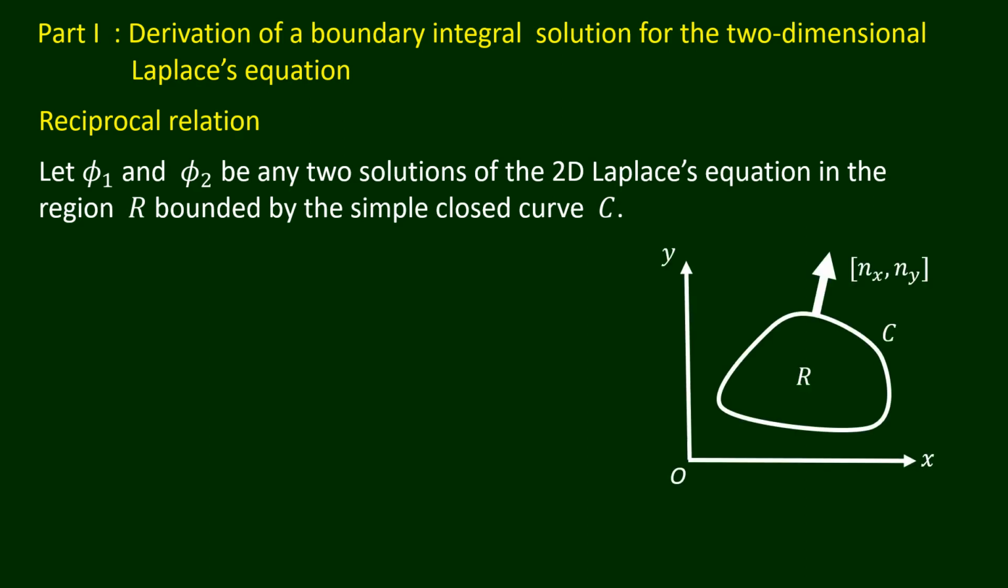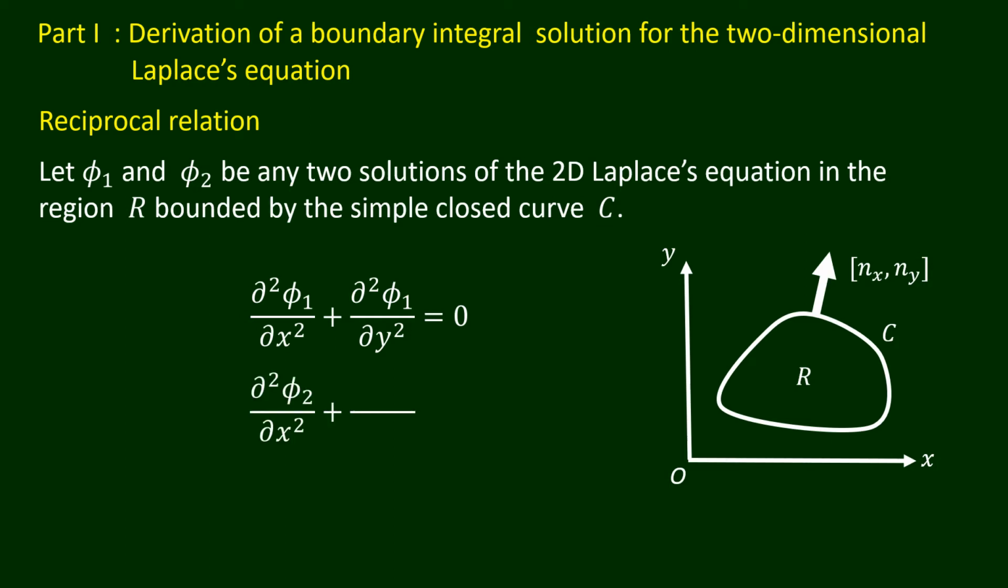Since phi 1 and phi 2 are solutions of the two-dimensional Laplace's equation, we can write ∂²phi 1/∂x² plus ∂²phi 1/∂y² equals 0, and ∂²phi 2/∂x² plus ∂²phi 2/∂y² equals 0. These equations are valid at points in the region R and on the curve C.